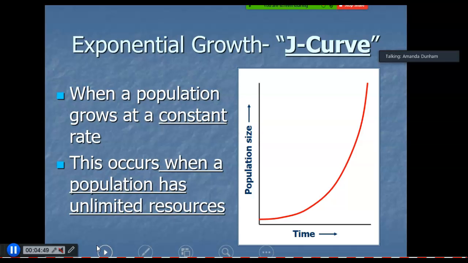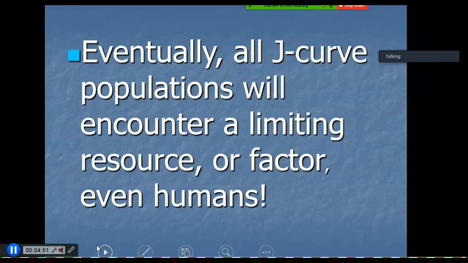Moving on. Eventually, all J-curve populations will encounter a limiting resource or factor, even humans. So eventually all the J curves, or the exponential growths, meet a limiting resource, okay? Or a limiting factor. What were some of the limiting factors that we went over in the buffalo population models?